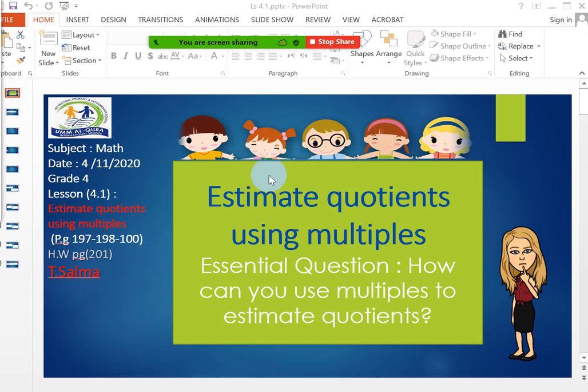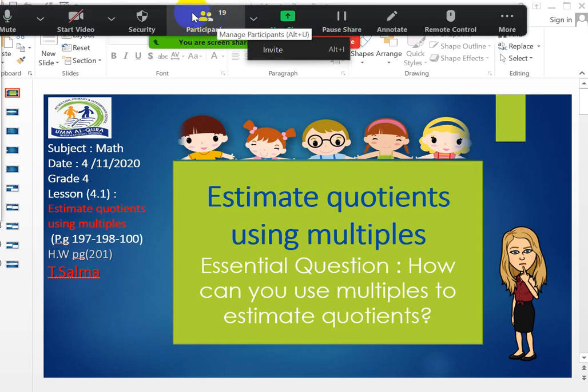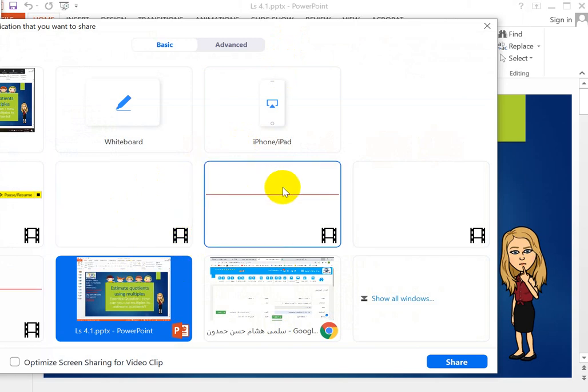How are you, girls? So today we will start with a new lesson on chapter 4, estimate quotient using multiples. I want you to bring your books and open your books on page 197. And first we will start with this video. So let's see.